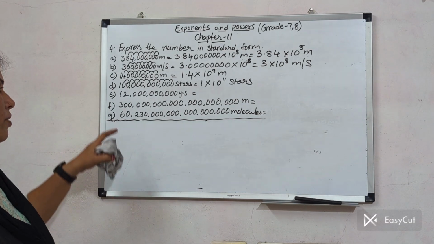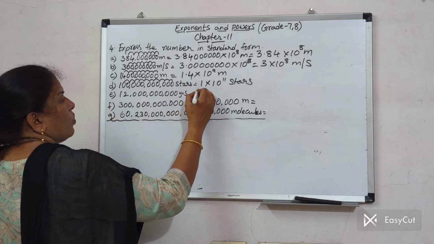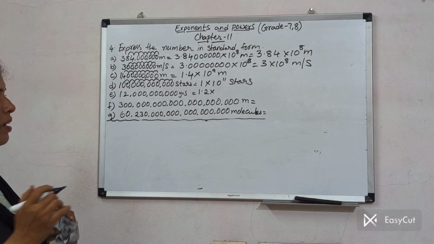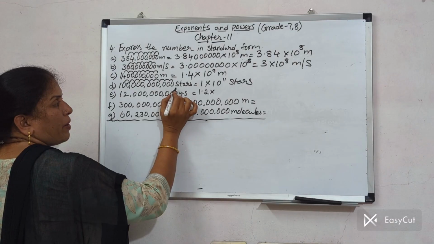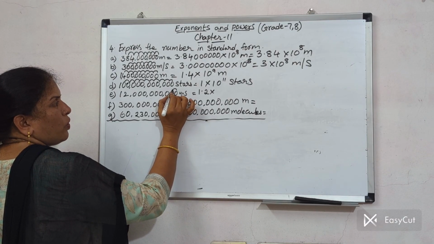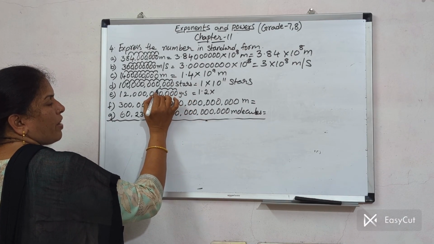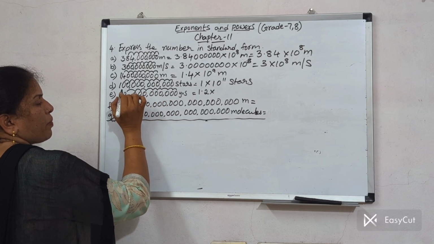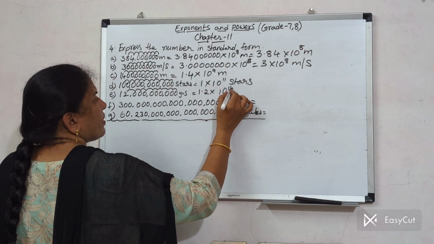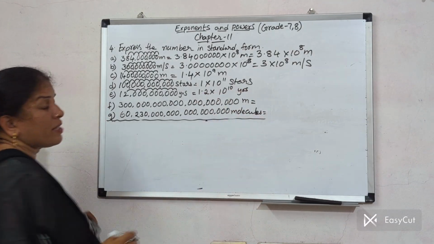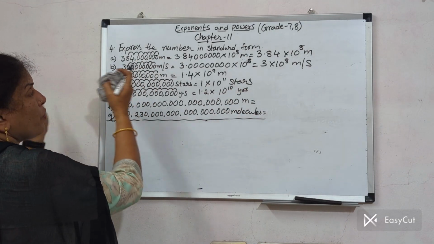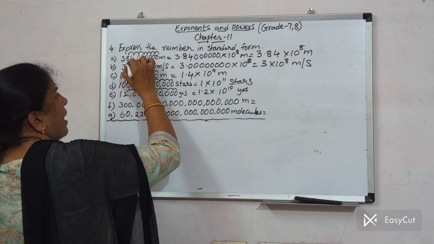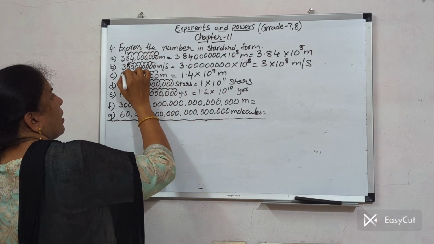Understood, ma? Next one. I am keeping the point here. 1.2 into. How many digits am I moving? From right to left: 1, 2, 3, 4, 5, 6, 7, 8, 9, 10. Here I am giving the point. So 10 to the power of 10 years. See here, you are moving from right to left. Understood, ma? So, left side arrow mark.